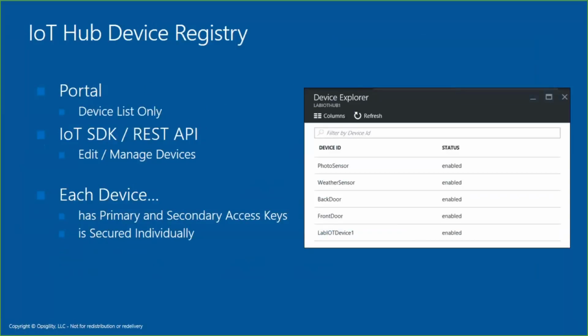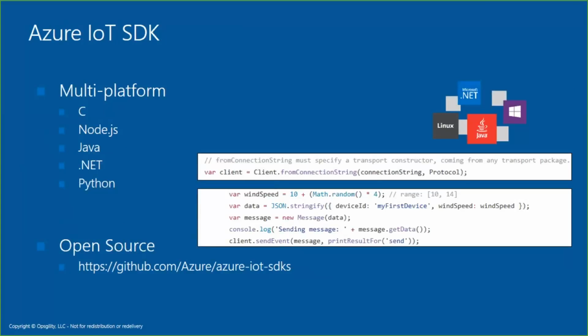Okay, let's go on with the demo. But before going to the demo, I want you to make sense of Event Hubs as well. This is about the supported platforms that we have: C, Node.js, Java, .NET, Python, all these things. And you can download the IoT SDKs from the GitHub link that you have here. Any questions on the IoT SDK until now?